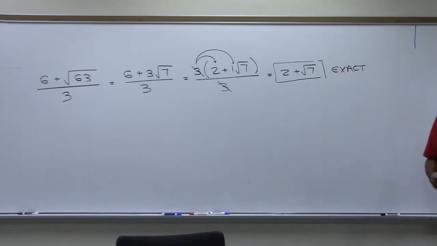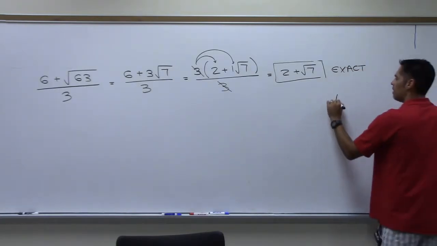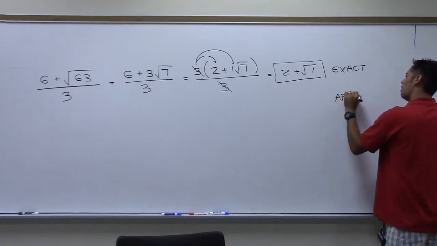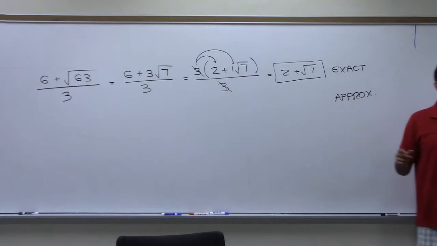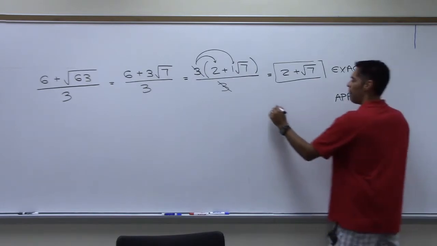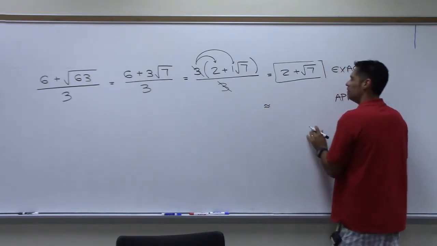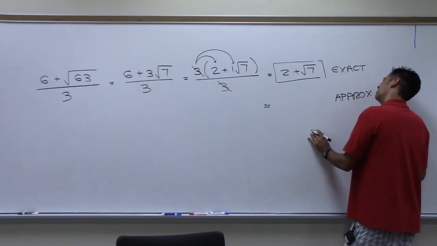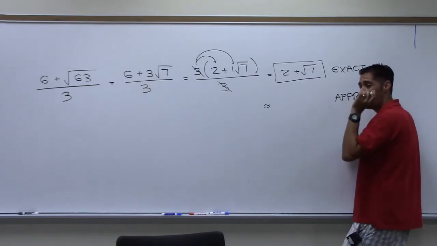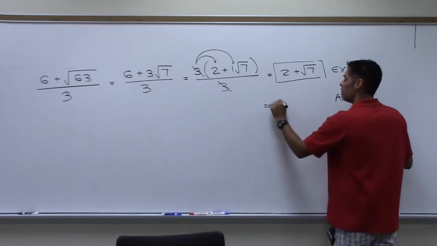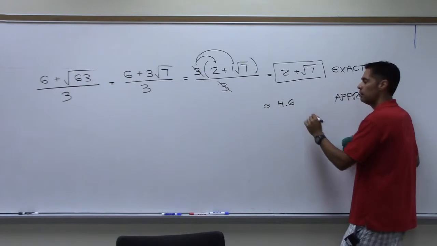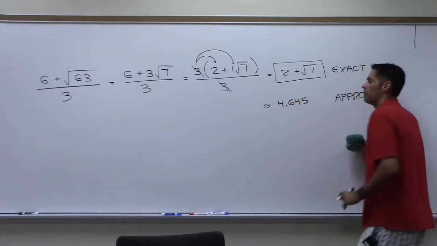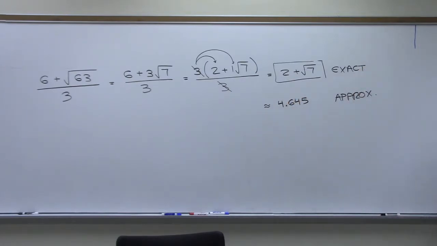And now what I'm going to do is get the approximate answer. And that you need your calculator for. So go ahead and do 2 plus root 7, and please someone give me the decimal. Four point something? 4.645. Okay, good enough. 4.465.